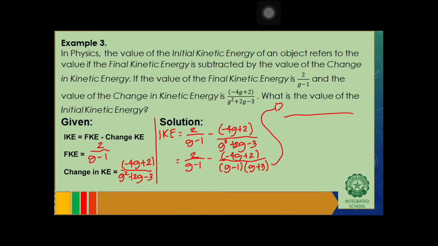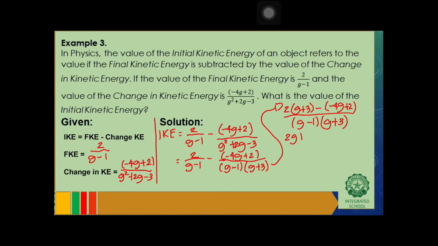So the LCD for this one is g minus 1 multiplied by g plus 3. For you to know the values in the numerator, you need to divide the LCD by the two denominators and then multiply the remaining part to the two numerators. So if you do that, you end up having 2 multiplied by g plus 2 minus negative 4g plus 2.